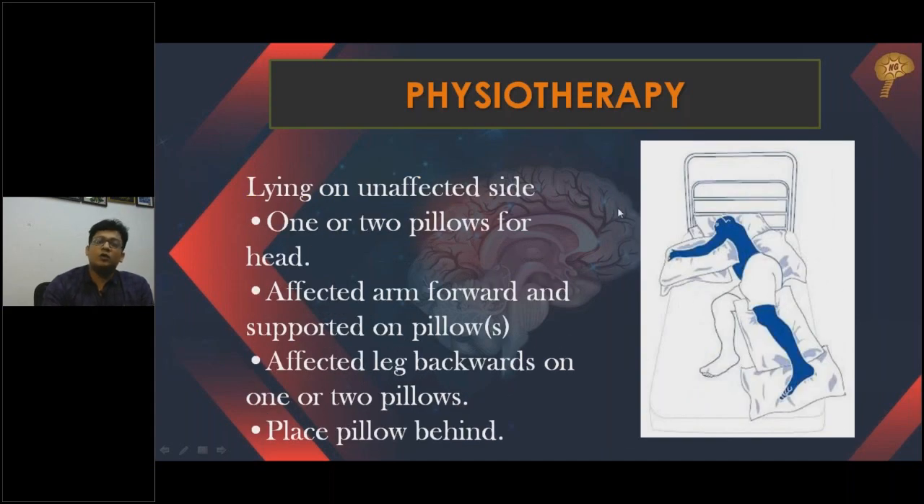If the person wants to lie on the unaffected side, so the affected side is again the left side, he is lying on the right side. Use 1 or 2 pillows for the head, the affected arm forward and supported on pillows like this, the affected leg backwards on 1 or 2 pillows, and place 1 pillow behind.